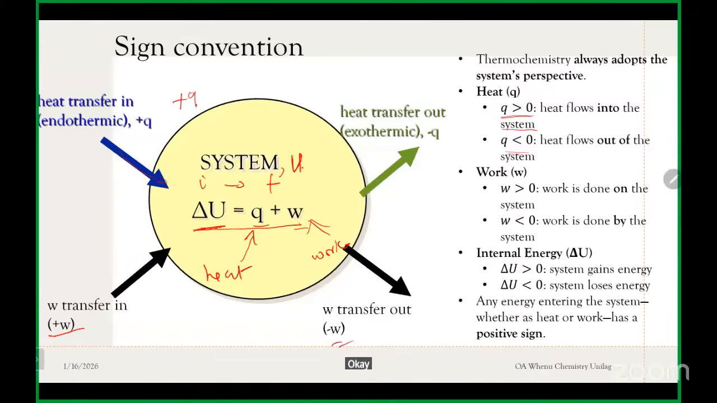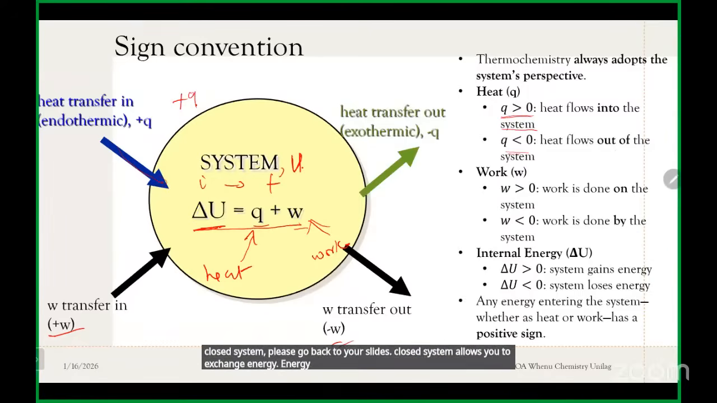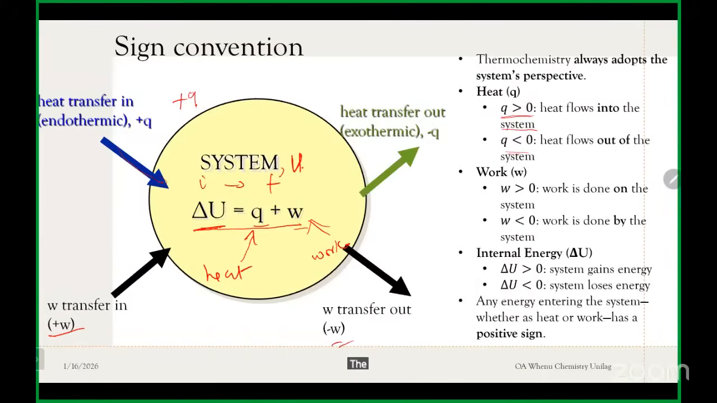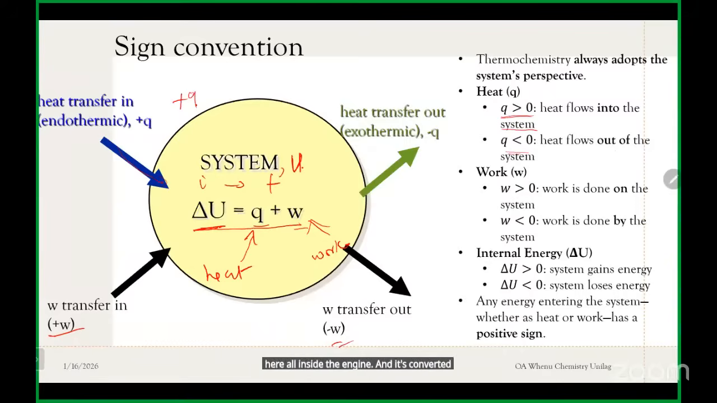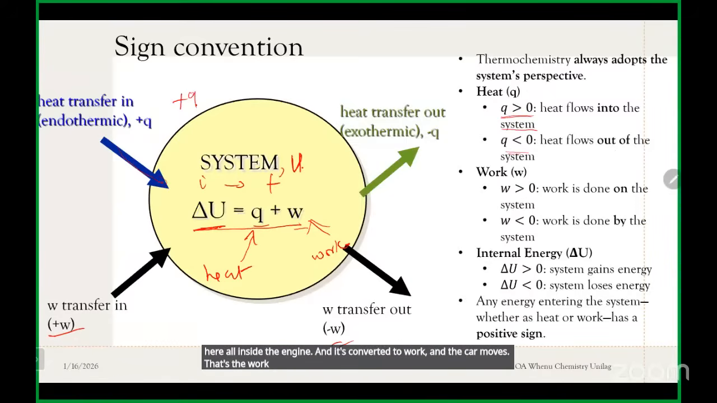Okay, so let me look at the question. "I thought a closed system has no work done." No, for a closed system, please go back to your slides. A closed system allows you to exchange energy. Work is a form of energy. So if you are doing work on the system, fine. The common closed system that you see every day is your car. You combust fuel inside the engine and it's converted to work and the car moves. That's the work, the car is doing work.